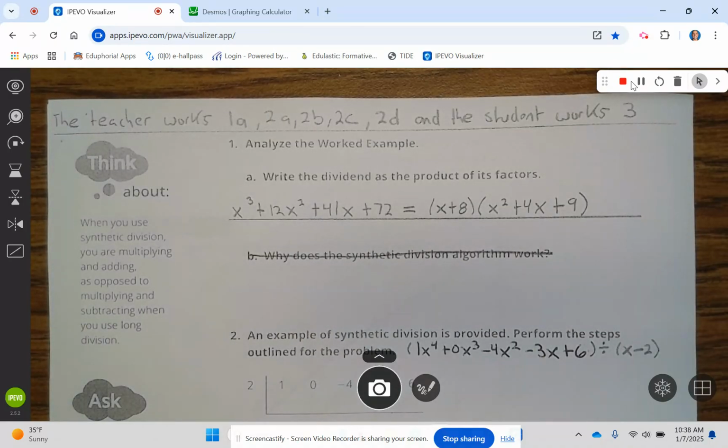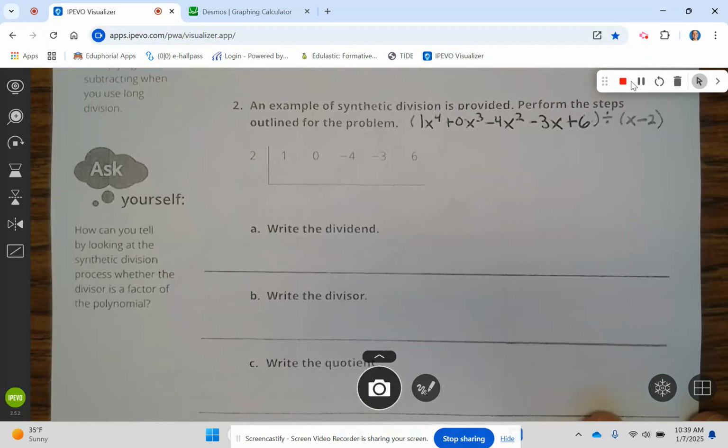Okay, analyze the worked example. 1A, write the dividend as a product of its factors. X cubed plus 12x squared plus 41x plus 72 equals x plus 8 times x squared plus 4x plus 9. And this is coming from the previous problem on the previous page. Go ahead and mark out B, and let's take a look at 2.